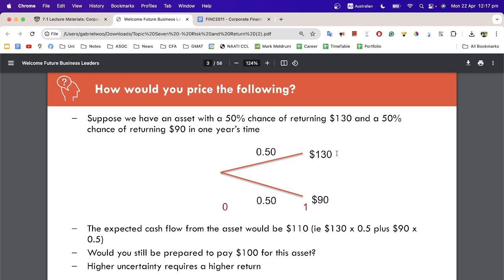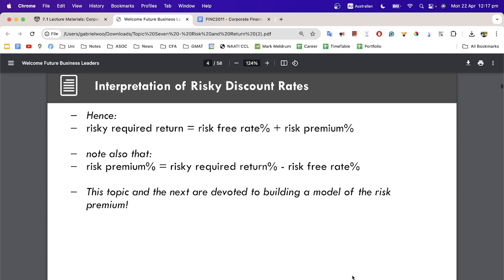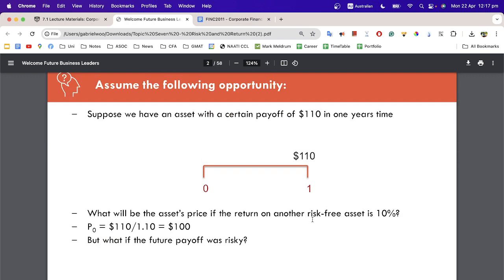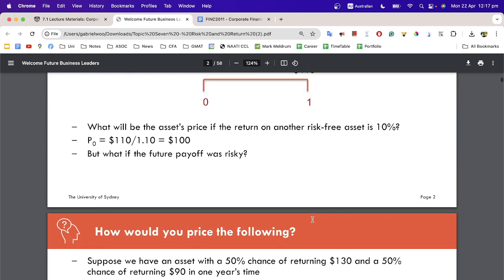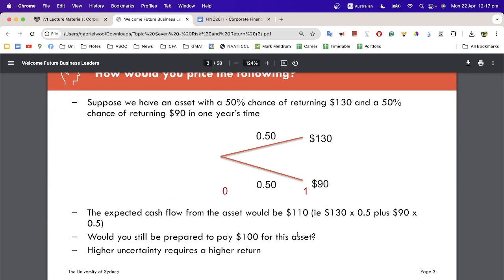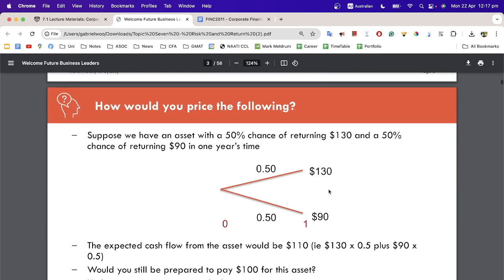Now, what is the expected outcome of this investment here? The expected outcome is also 110. So if we simply do a 50% allocation to 130 plus a 50% allocation to 90, we also get an expected outcome of 110. So these two potential investment portfolios both have an outcome of 110. However, obviously, one contains risk and one does not contain risk.